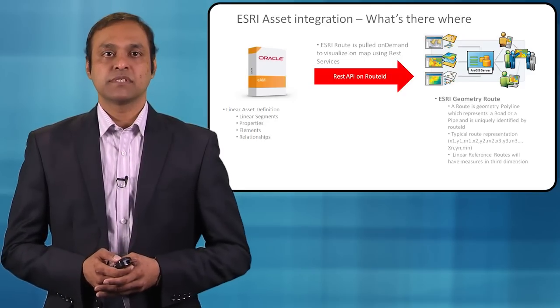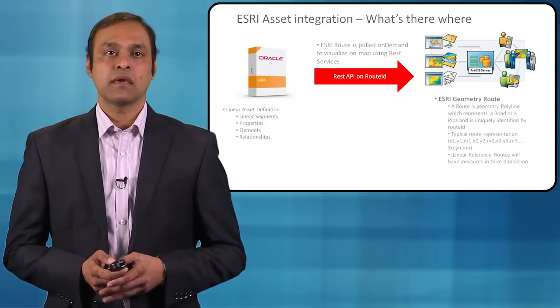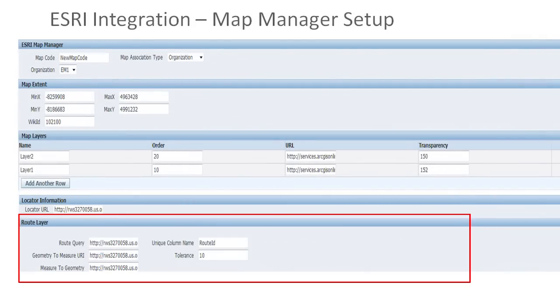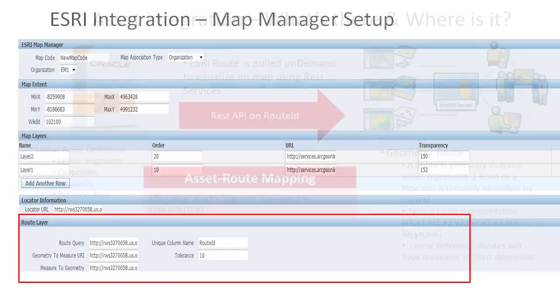So once you expose the routes on the ESRI system, we have a map manager. In the map manager setup, we have provisions to provide all the URLs through which we can talk to the ESRI system. Once this is done, you're all ready to connect the geometry to the linear asset.